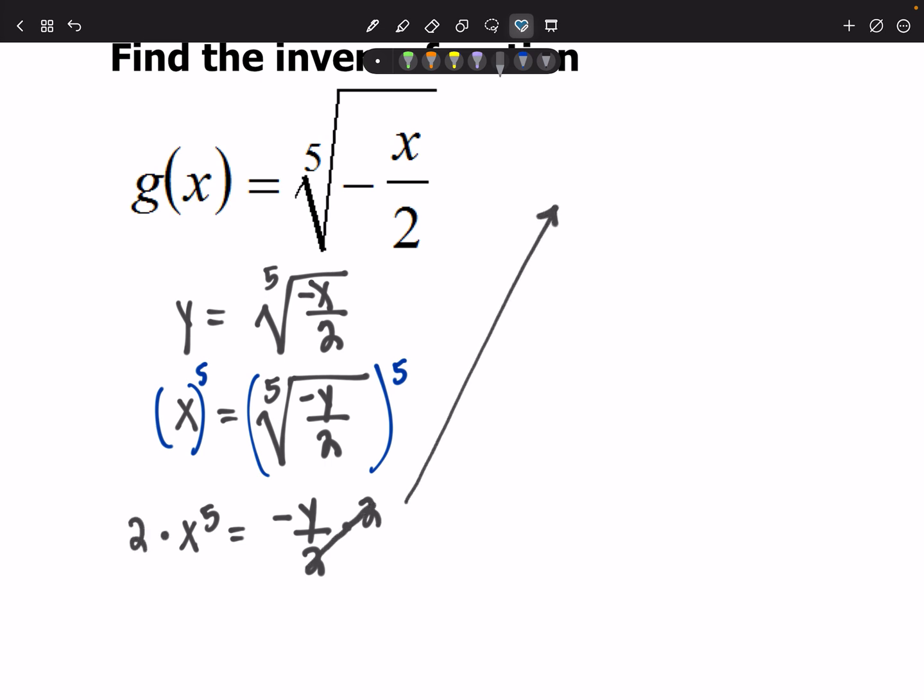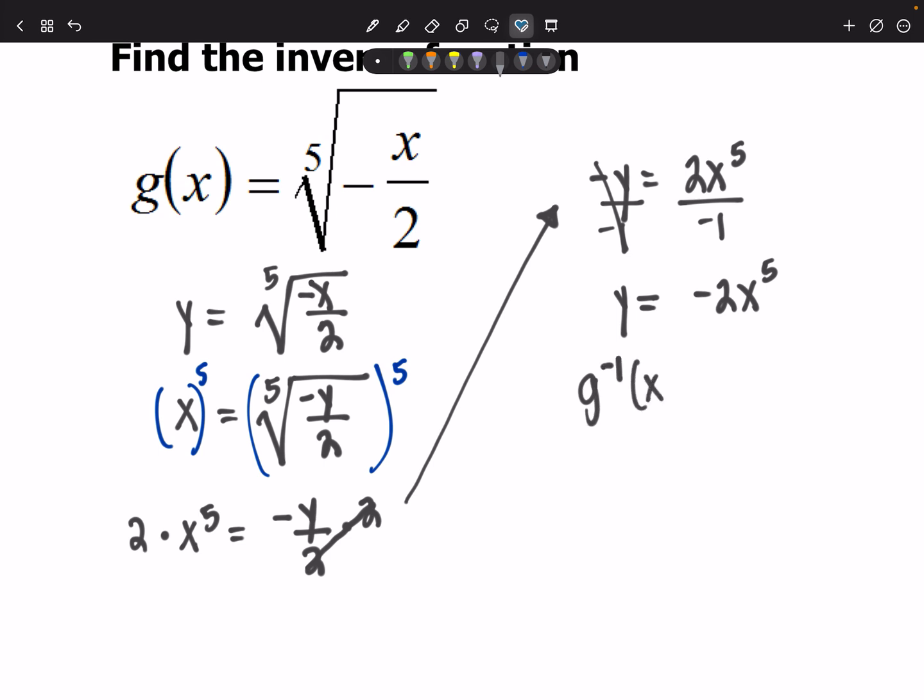I'm going to show my work up here. And I'll have negative y equals 2x to the 5th. I divide both sides by a negative. And I get y equals negative 2x to the 5th. Change it to inverse function notation. So g inverse of x is equal to negative 2x to the 5th.